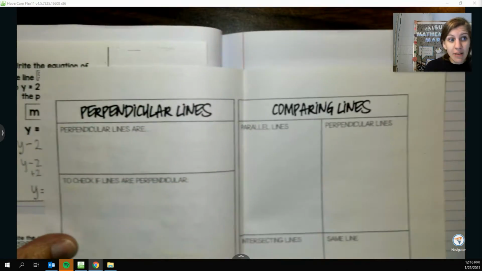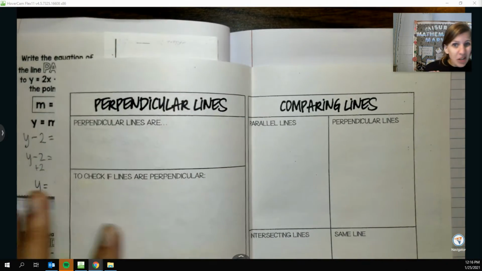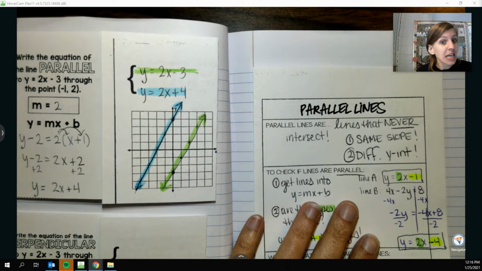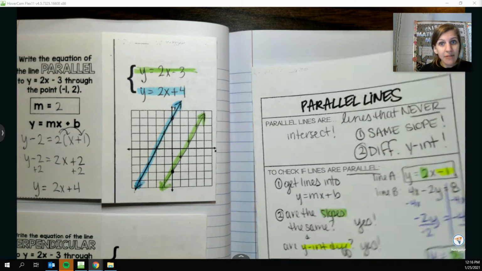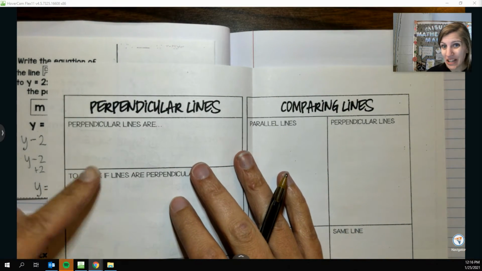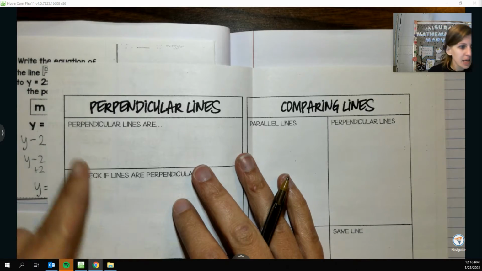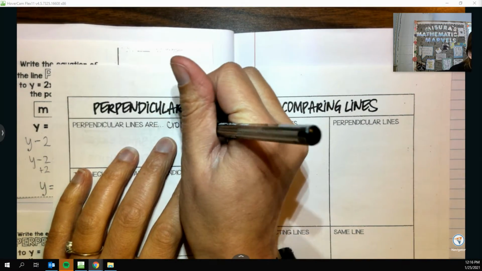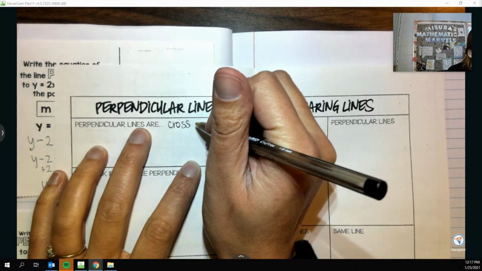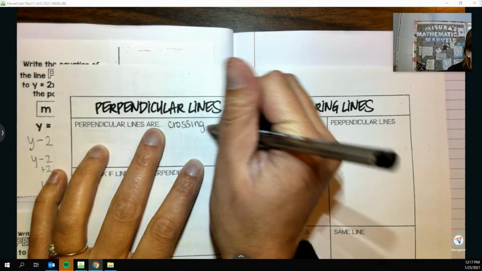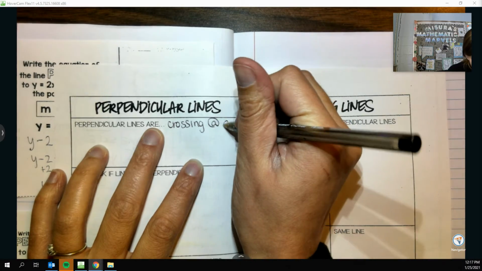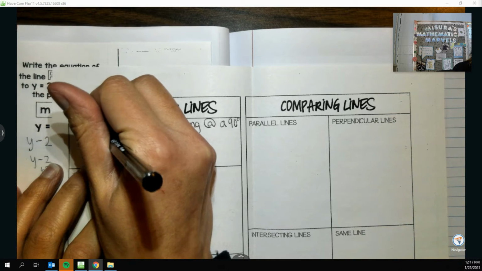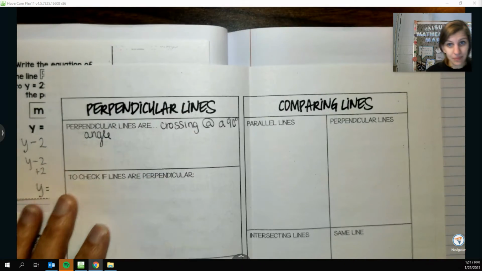Now, when we have perpendicular lines, there are a couple different ways we can think about it. With parallel lines, we can just think about how they never intersect each other, and we can see that on a graph. That's not true for perpendicular lines, but we can think about it in a similar way. Perpendicular lines are lines that cross, so perpendicular lines are crossing at a 90-degree angle, or at a right angle.